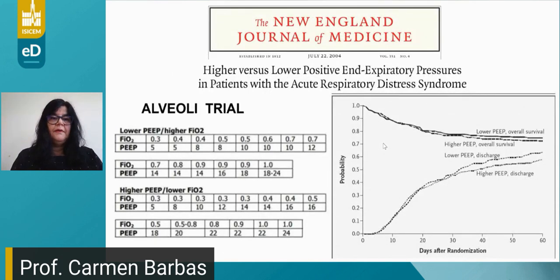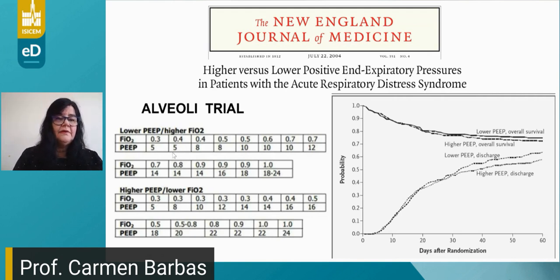Another way to titrate PEEP is with the PEEP FiO2 tables. The ALVEOLI trial in 2004 showed that two different tables can lead to the same results in survival. Good survival with a low PEEP, higher FiO2 table, or a higher PEEP, lower FiO2 table. But this trial showed that two different tables can be used to titrate PEEP, and they have similar results. But you have to titrate PEEP.